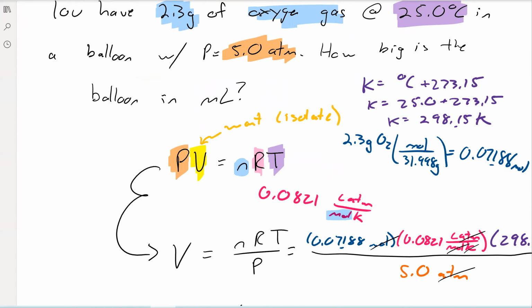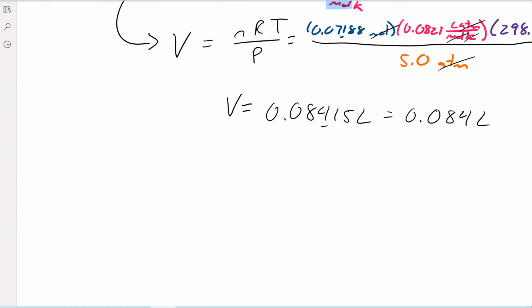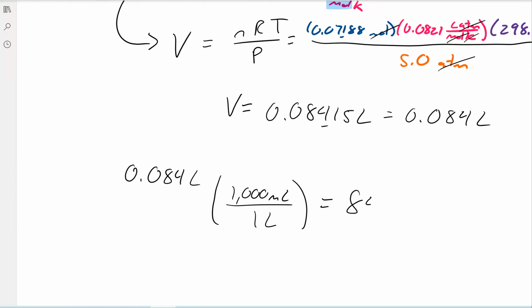So one more step here, and that's to convert our liters into mL. So we have 0.084 liters. In 1 liter, there's 1,000 milliliters, and you get an answer of 84 milliliters as your final answer.